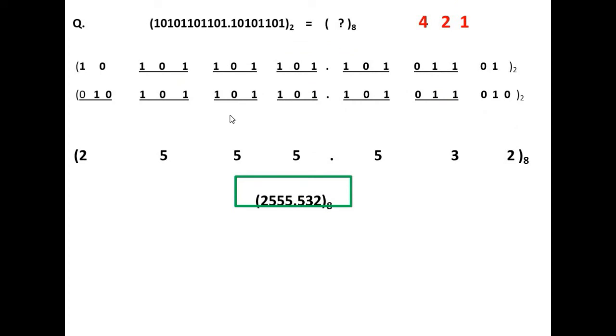Now come to the next question. Here the question is given. Now we have to again make groups of 3 digits. Sometimes what happens, if you start grouping from this position, 101 and then 011 and like this, the question will become wrong. So always start grouping from the decimal point, and for the integral part you should move towards the left, and for the fractional part we should move towards the right.